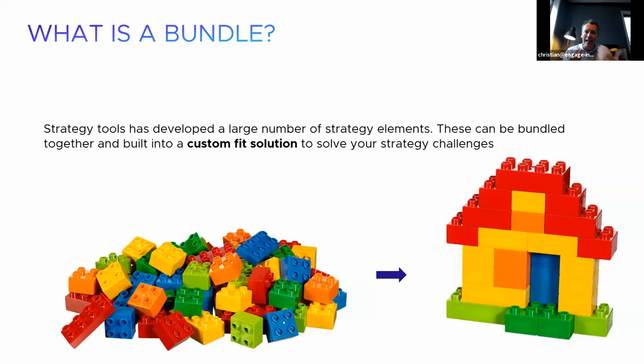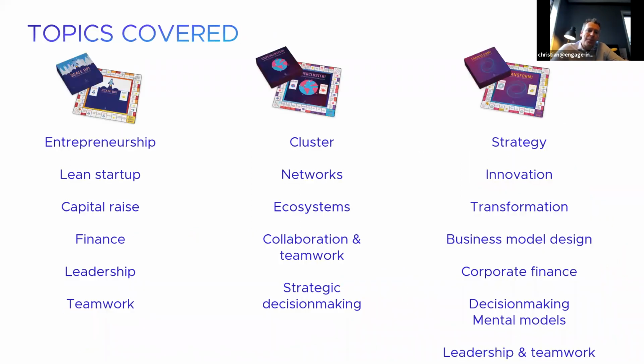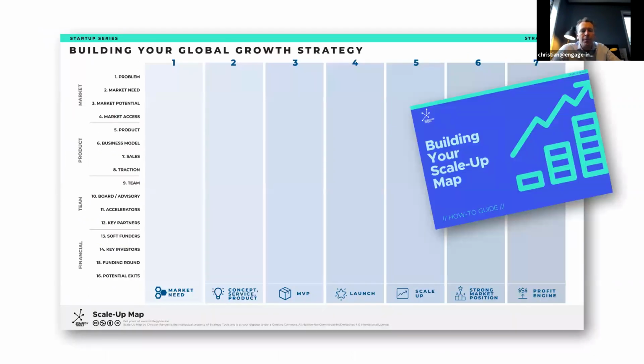You're building a new national cluster program. Again, there are different pieces that you can assemble. And one of the things that you learn as you get into the material is how to better understand these different pieces and how to assemble better solutions. So some of the topics that we cover, and this is particularly interesting to business school faculty, is that the scale-up bundle covers entrepreneurship, lean startup, funding and capital, finance, leadership, and teamwork, while the other simulations will cover other elements. And I'll show you a few more examples of that as we proceed.